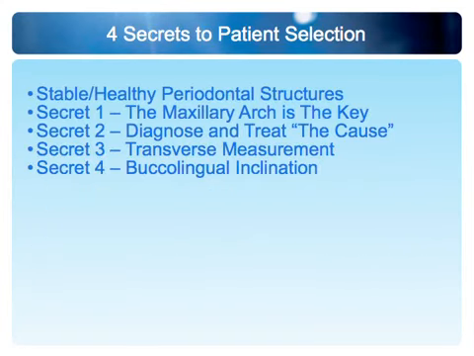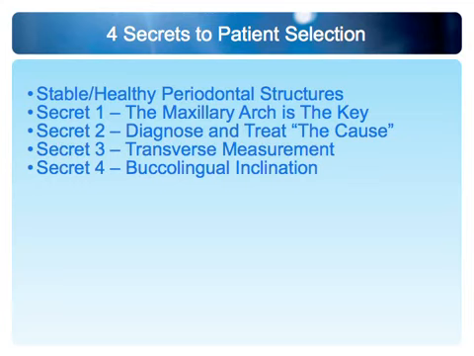Here are the 4 secrets to patient selection. I'm going to cover these in pretty good detail as we go through. The first one that's popping up is not a secret, so it does not have the number 1 in front of it. Stable, healthy periodontal structures should be given and are known. Everyone doing any type of Invisalign therapy should have a stable and healthy periodontal structure. That should not be a secret. That should be common knowledge. It's much safer and healthier to move teeth when the gum and the bone are healthy and stable, and when there is no bleeding and there is very shallow pocketing.